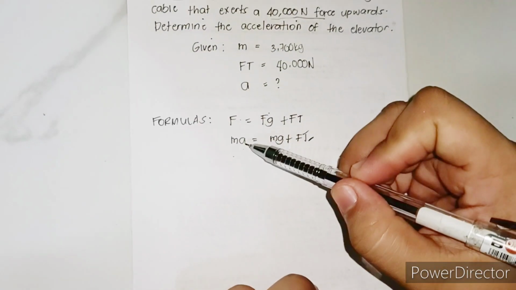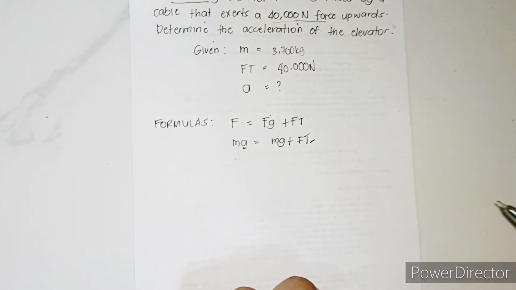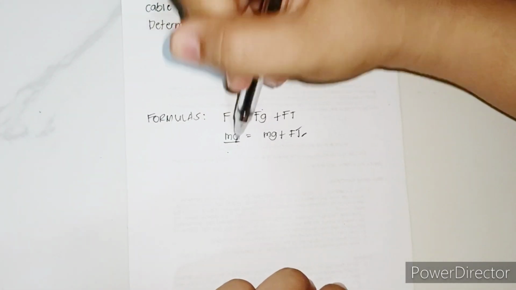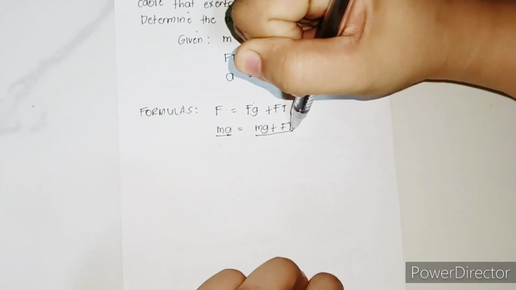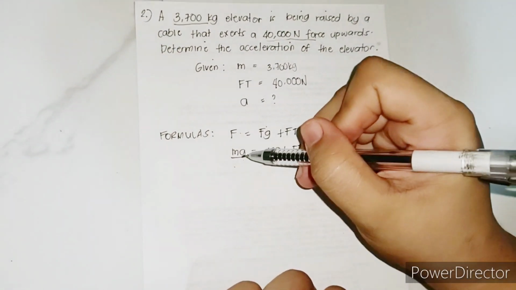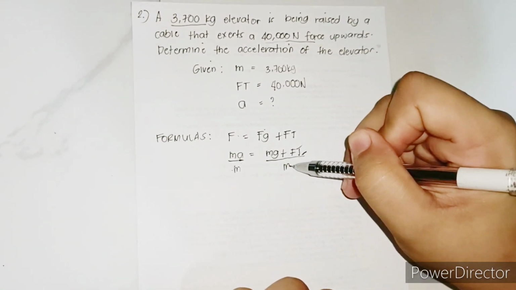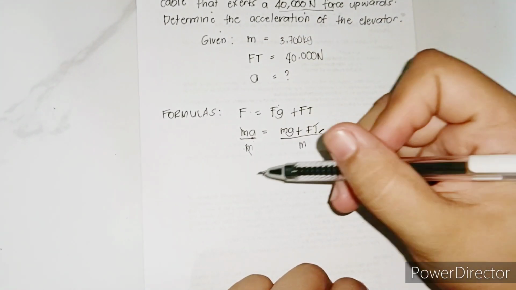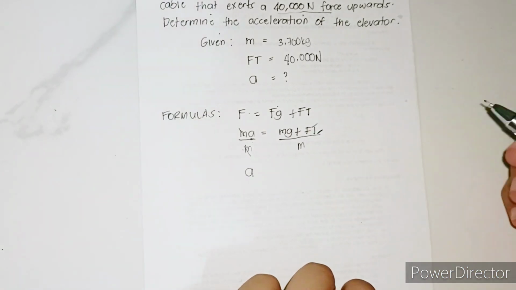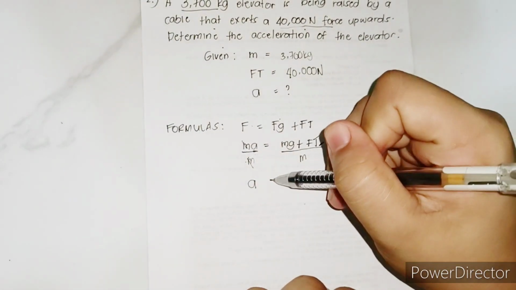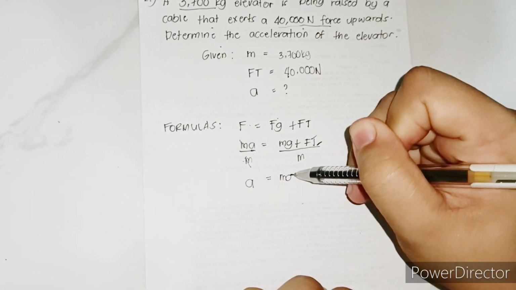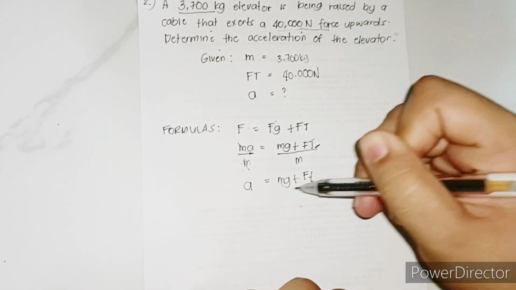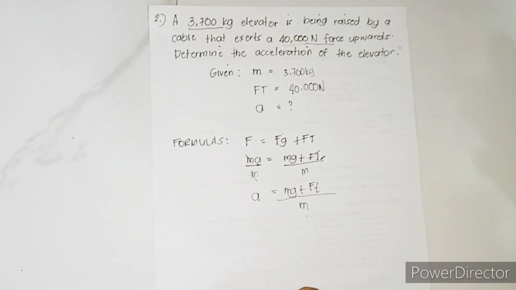Acceleration lang ang target natin pero meron siyang katabing m. So, para mawala si m, anong gagawin natin? We are going to derive by dividing both sides by mass. Cancelled. Ang naiwan na lang po dyan ay si acceleration. So, meron na tayong acceleration is equal to mass times gravity plus tension force all over m.